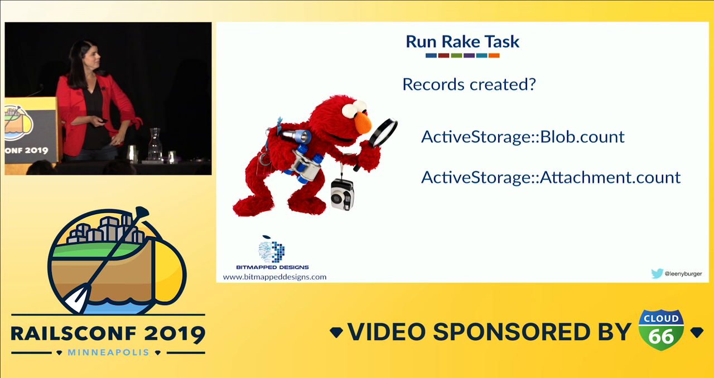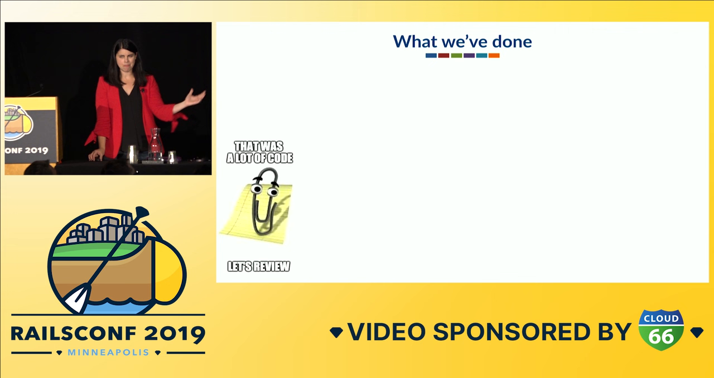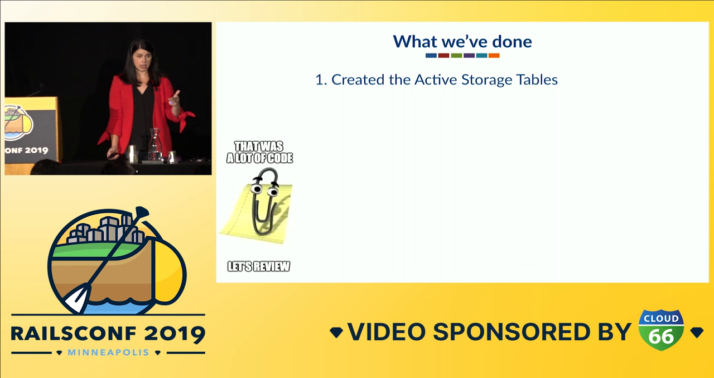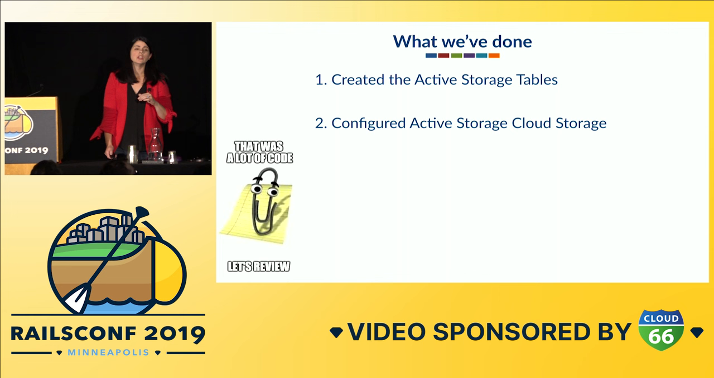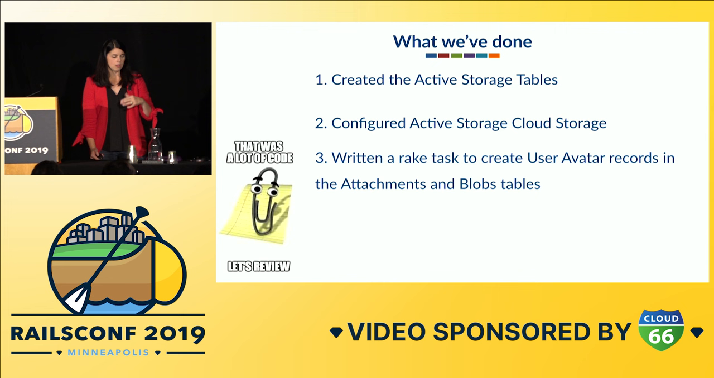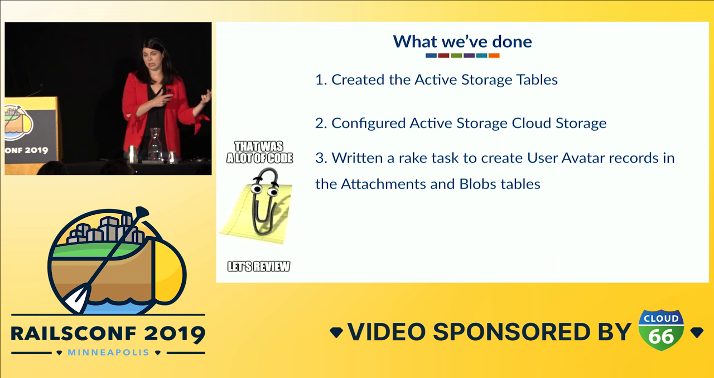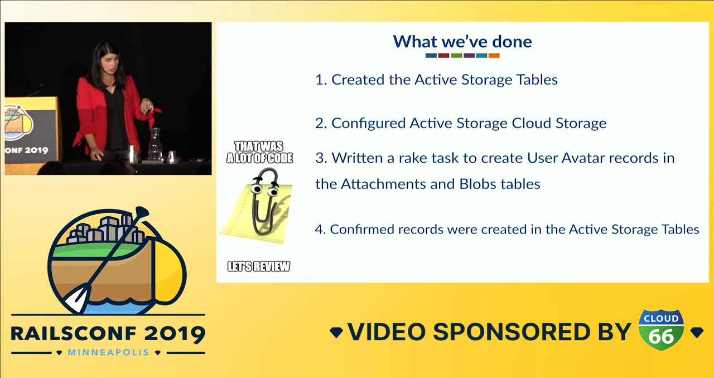All right, I feel like I kind of sped read through a lot of code there. So let's do a brief overview of what we have done. We created the active storage tables by installing active storage and running the migrations. We configured the active storage cloud storage. That was storage.yaml, and that was configuring on a per environment basis. It's kind of long. We wrote the whole rake task to create the user avatar records in the attachments and blobs tables, and we source that data from the user table or whatever table currently has the file attached to it. And we have hopefully confirmed that records were created in the active storage tables.